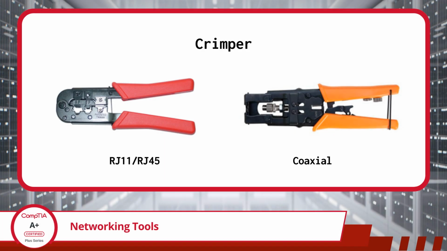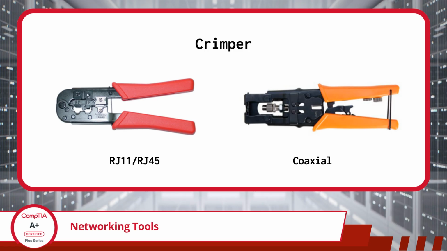Moving on, we have a crimper. This tool is the cornerstone of creating physical network connections. It's used to affix RJ11, RJ45, and F-type connectors to corresponding cables, be it telephone, Ethernet, or coaxial cables, respectively.